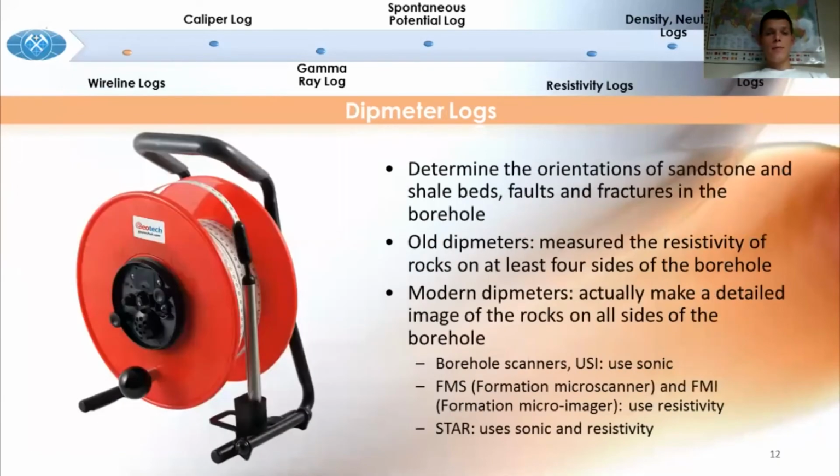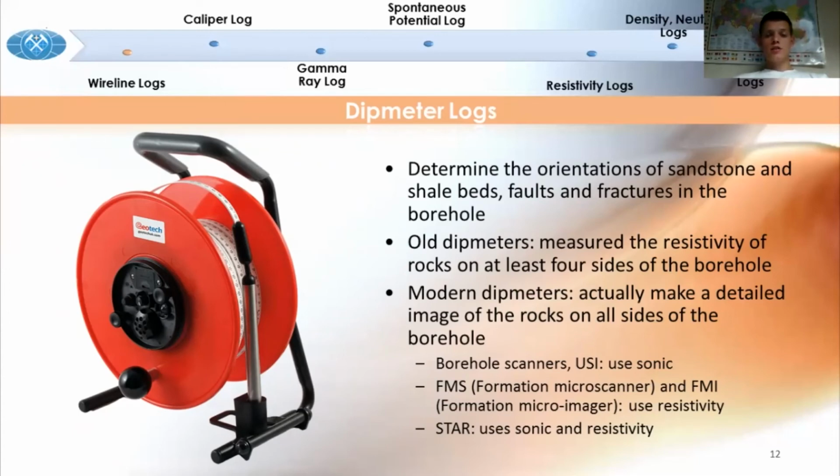logs. Dipmeter logs determine the orientations of sandstone and shale beds, faults and fractures in the borehole. All dipmeters measure the resistivity of rocks on at least 4 sides of the borehole. Modern dipmeters actually make a detailed image of the rocks on all sides of the borehole.